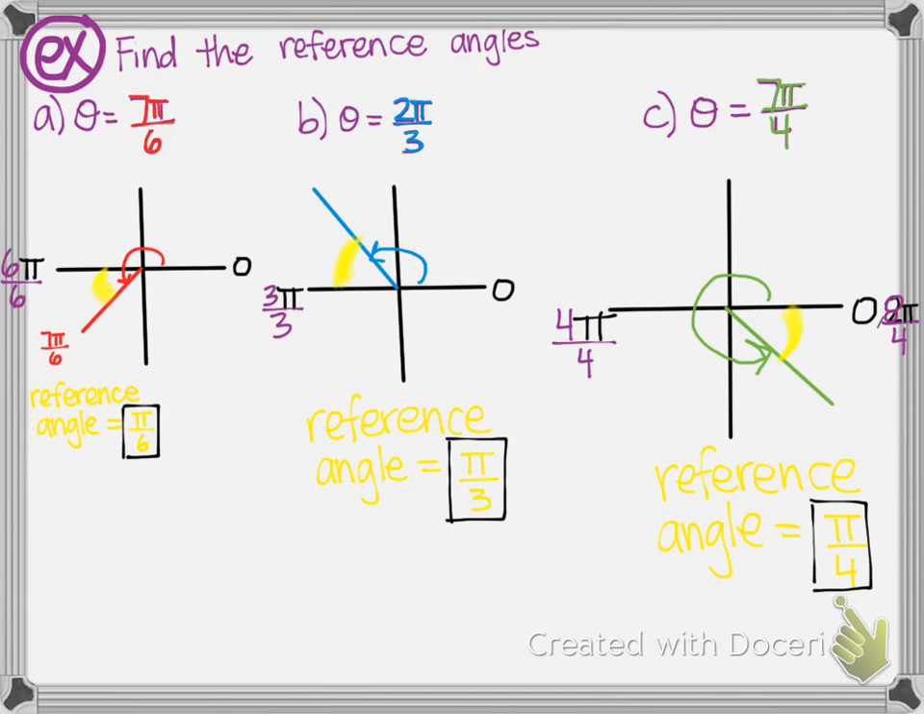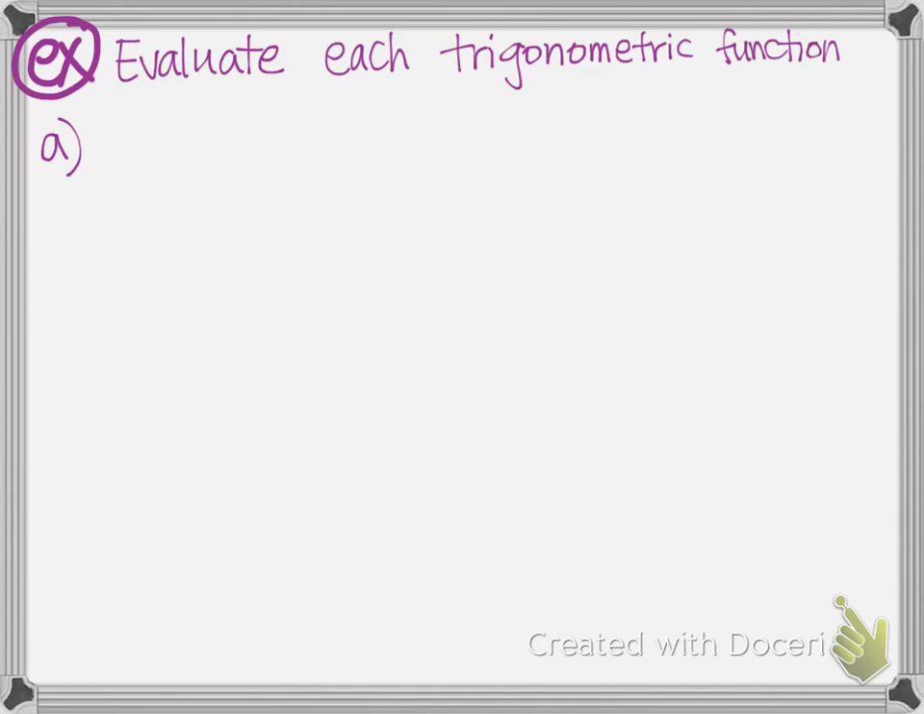So we're going to use these reference angles to help us find sine, cosine, and tangent for angles that are not in the first quadrant. So for example, if I wanted to evaluate each trigonometric function, we've got a couple here.